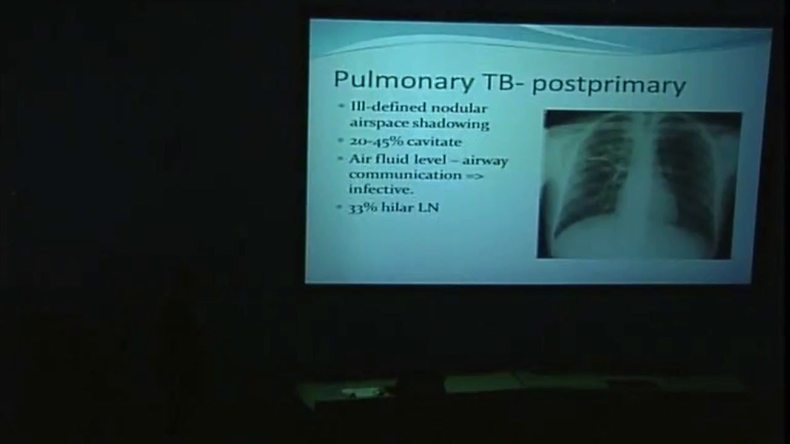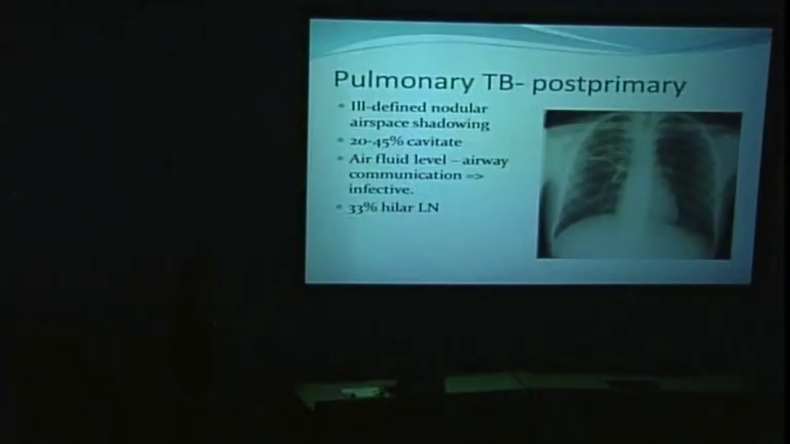Let's see, ill-defined nodular airspace shadowing. You can get cavitation, which is obviously a good clue. You see some consolidation with a cavity. Come back to that in a minute. If there's an air fluid level within the cavity, that tells us that it communicates with a bronchus, and therefore there's likely to be open TB.